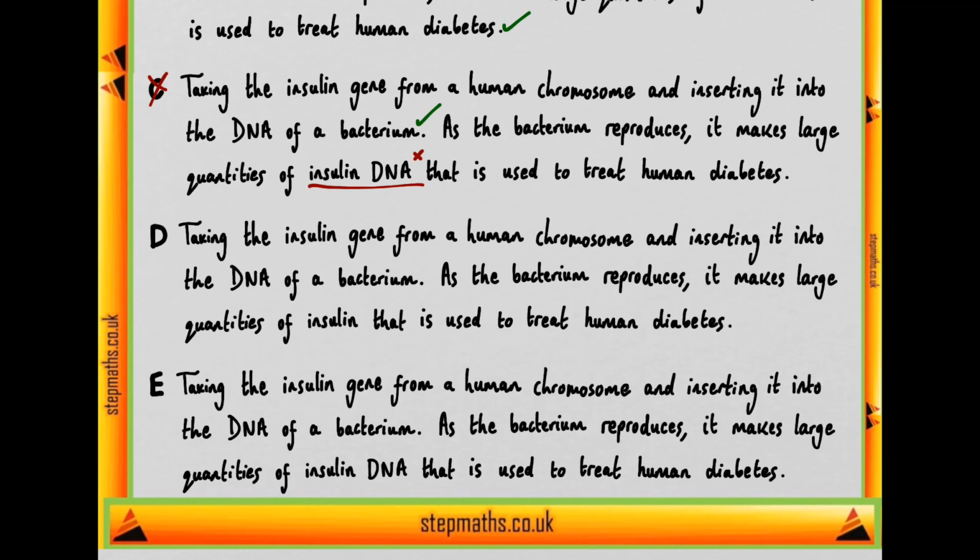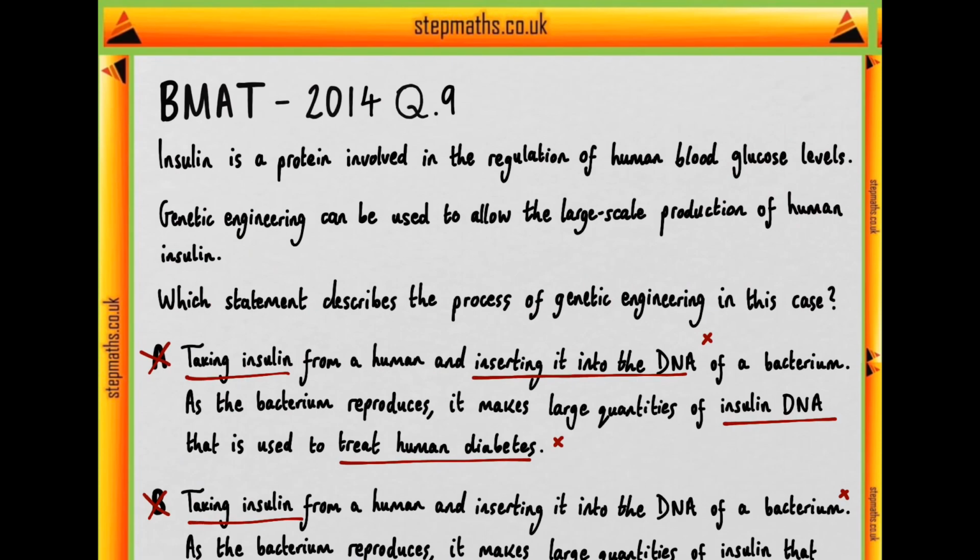Moving on to D, taking the insulin gene from a human chromosome, okay, so that's correct. As the bacterium reproduces, it makes large quantities of insulin, so that's also correct. So we've got our statement that's correct, which is our answer D, and we got that by identifying the mistakes earlier on. Moving on to E, let's just double check here. Taking the insulin gene from a chromosome, well, that bit's correct, but then it makes the same insulin DNA mistake, so we know that E is wrong, and the only answer that's correct is going to be option D.